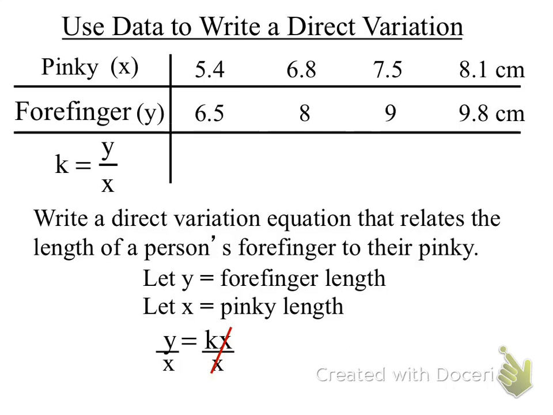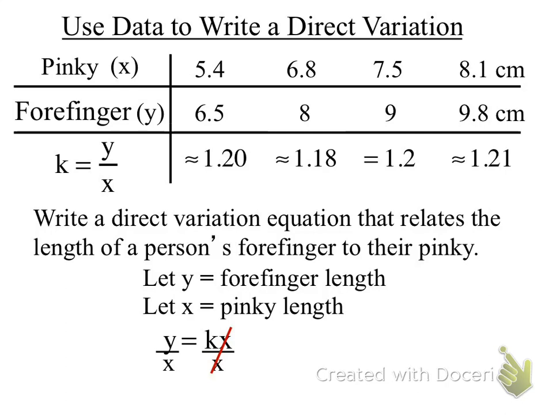6 and 5/10 divided by 5 and 4/10. And we get about 1 and 2/100. So if I look at the next person, 1 and 18/100. 1 and 2/10. Pretty close. So we can estimate that the constant of proportionality, or the direct variation constant, what do they call it? Our constant here is 1 and 2/10.